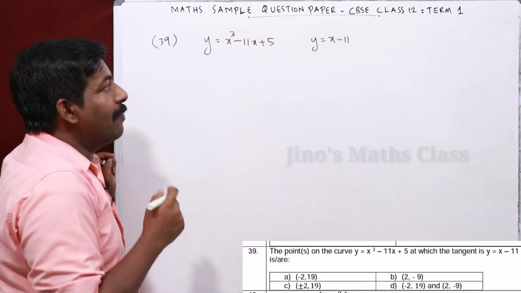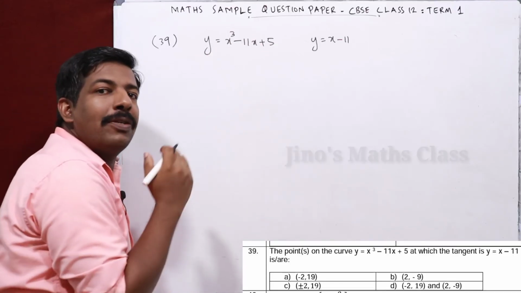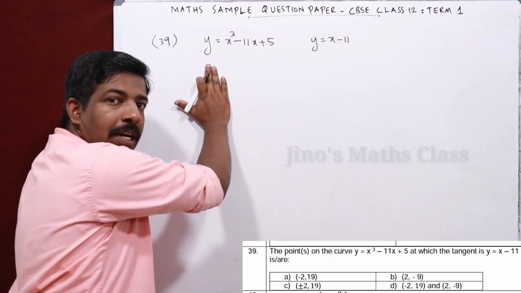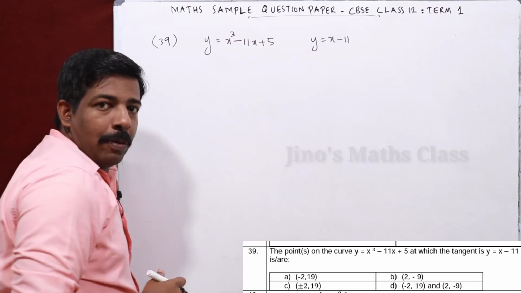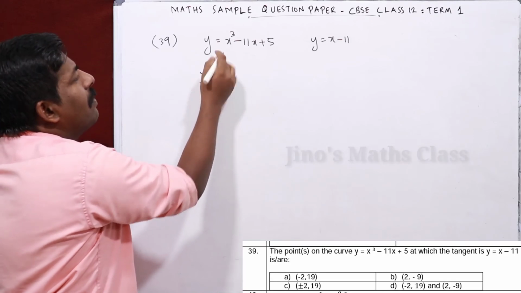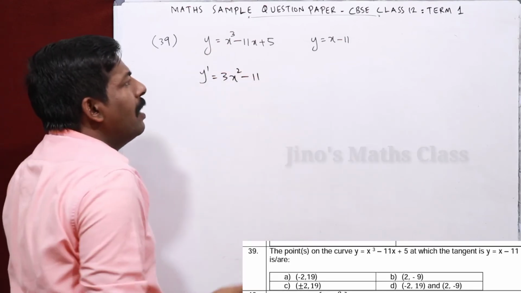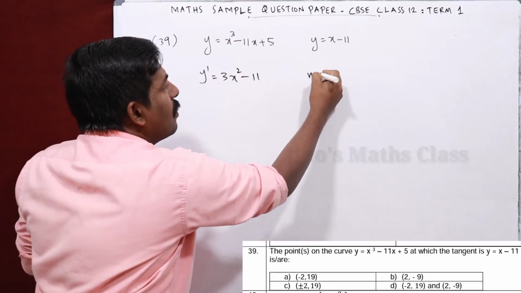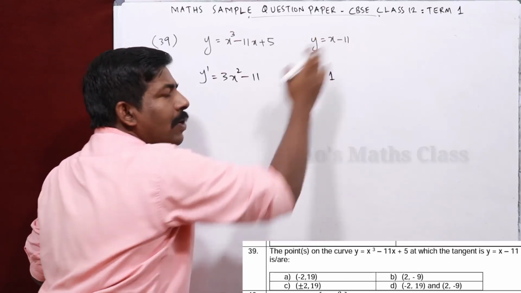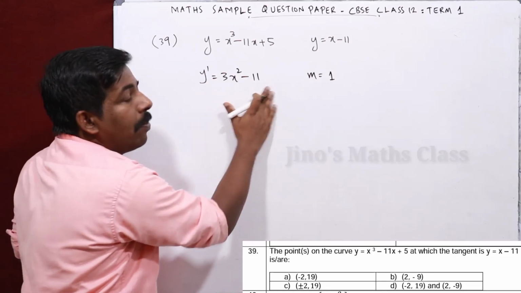29th question. Here we have to find the point on the curve at which the given line is the tangent of this curve. So for that, first we have to find the slope of the curve and we have to equate the slopes. So we will get the value of x. Now what is y dash or derivative of this curve, that is 3x square minus 11. And here directly we can write the slope, that is 1. Why? Because it is in the form of y is equal to mx plus c. Now we will equate the slope 1 with the 3x square minus 11.